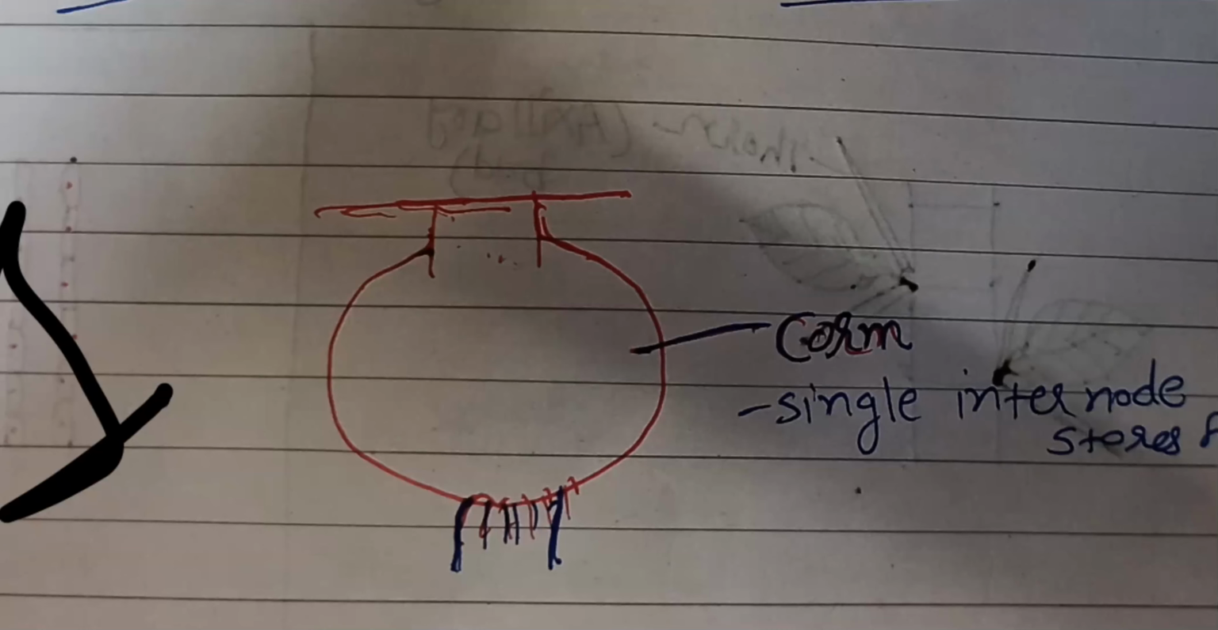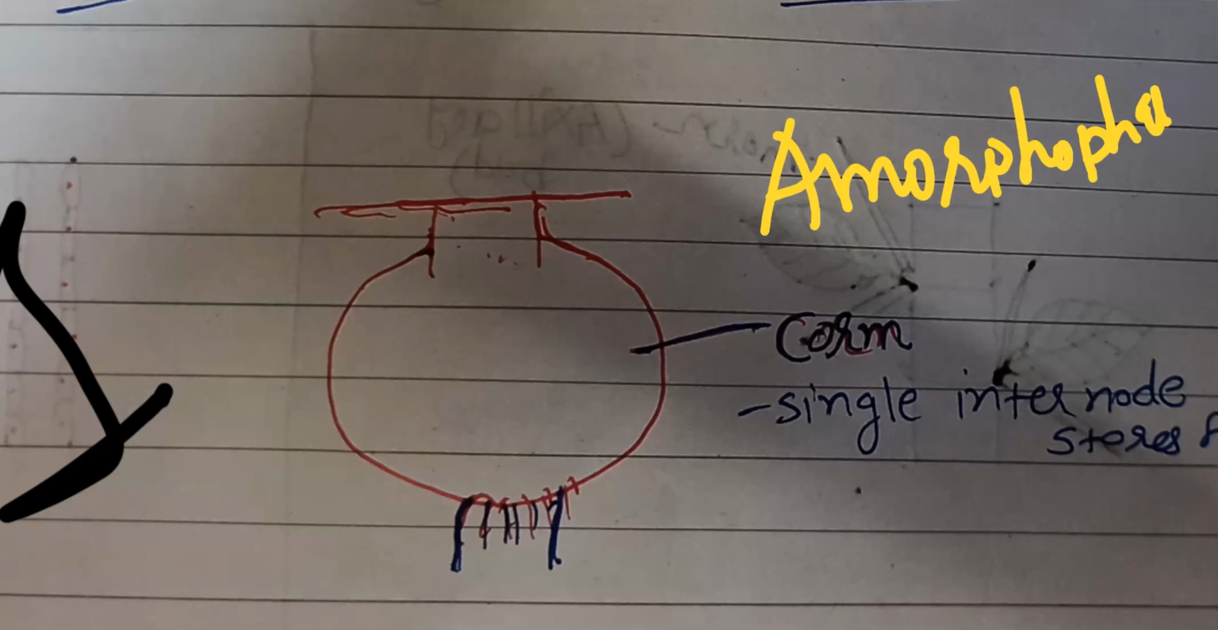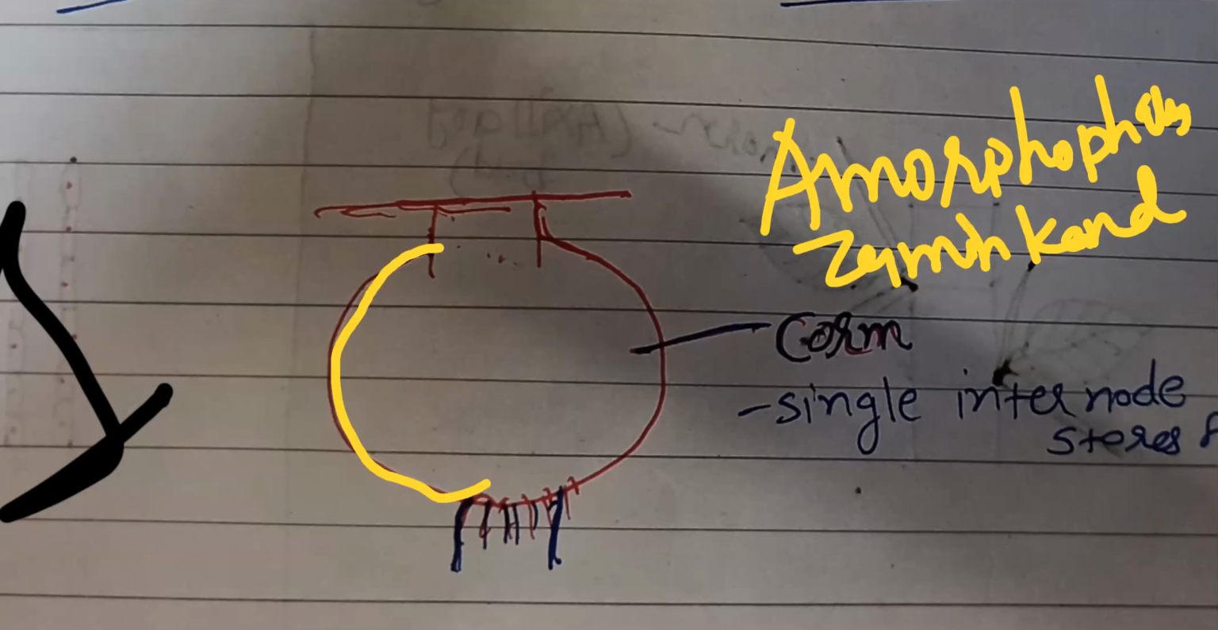Next, that's the Zaminkand, Colocasia or Amorphophallus. Third name, Amorphophallus. Amorphophallus and Zaminkand are both the same. In Gujarati we call it Suran. Right? You must have seen it, it's a huge structure.